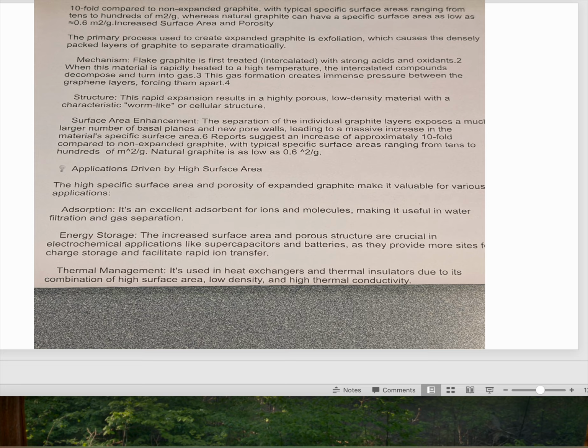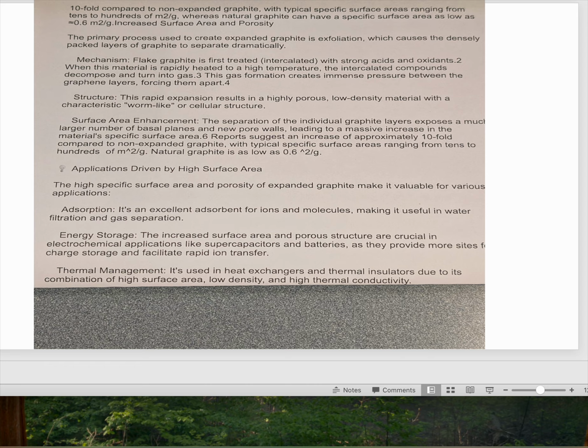Surface area enhancement. The separation of the individual graphite layers exposes a much larger number of basal planes and new pore walls, leading to a massive increase in the surface area. Reports suggest an increase of approximately tenfold compared to non-expanded graphite, with typical specific surface areas ranging from tens to hundreds of square meters per gram. The natural graphite is, as I mentioned before, as low as 0.6 square meters per gram.